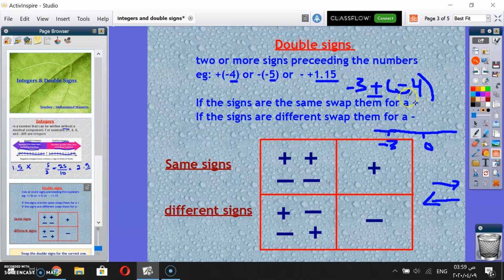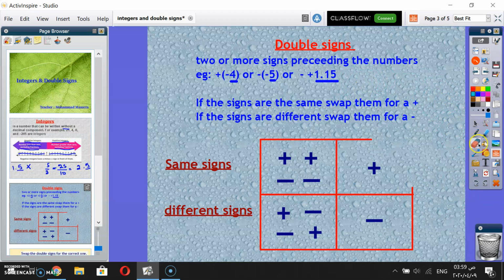So to solve this problem, we can use a simple rule that says if we have same signs, positive and positive, or negative and negative, we replace them by a positive sign, and if we have different signs, we put a negative sign.